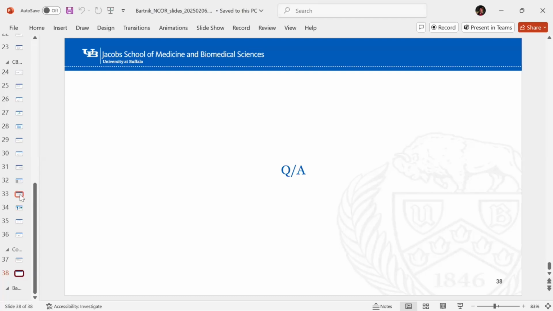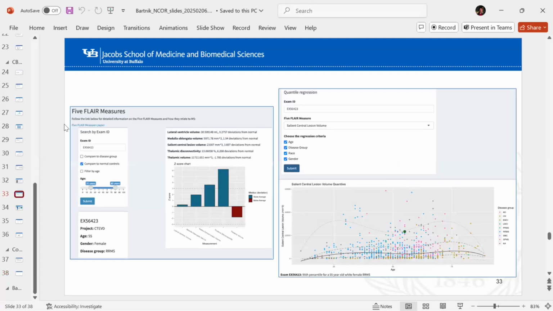Go back to, let's see. Okay, yeah, this is a good example. So here, really, all the user submits is a unique identifier for some time point. In this case, the time point for this scan was 56423, and so you would type that in and you specify whether or not you want to compare it to the disease group that this person was in, or if you want to compare them to normal controls or age.